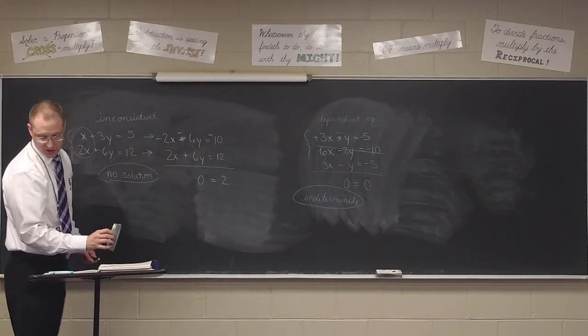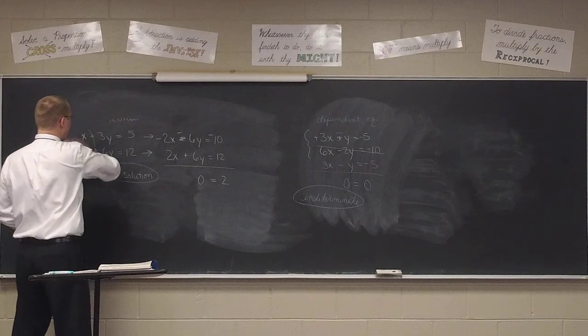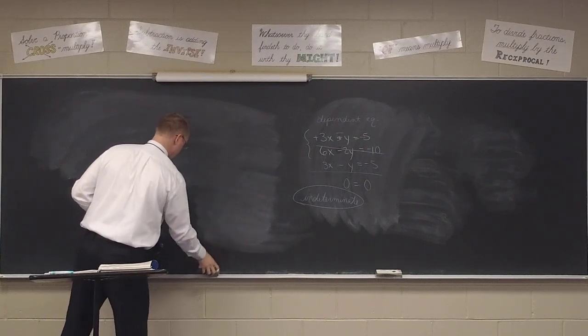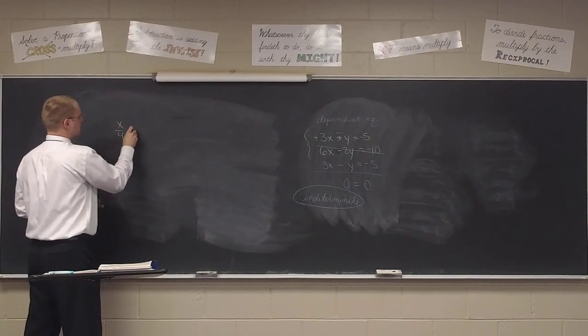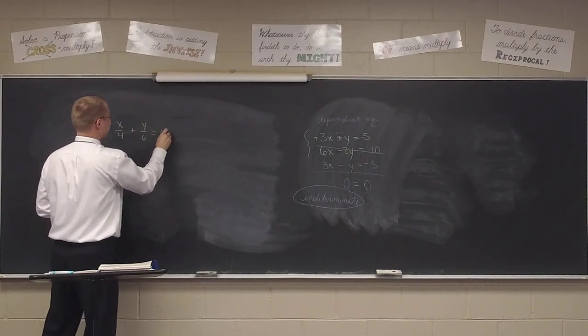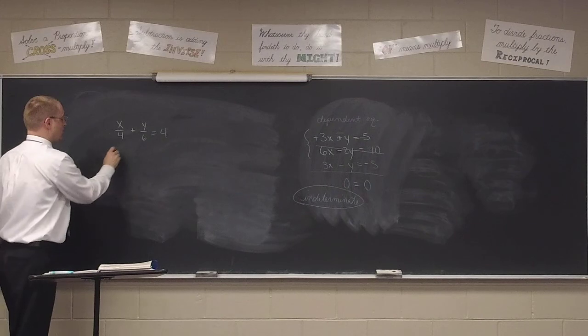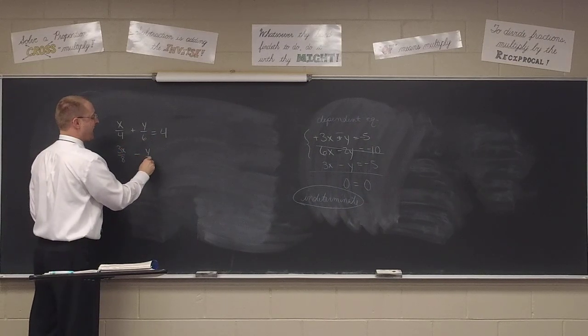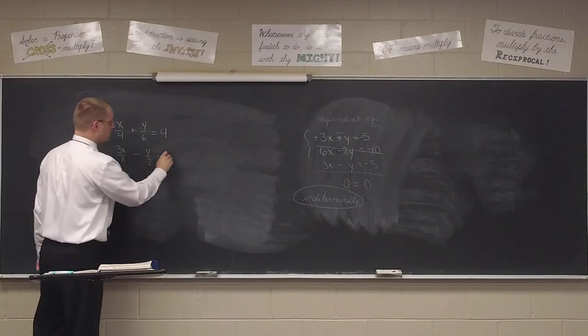x fourths plus y sixths equals 4, and 3x eighths minus y halves equals -3.